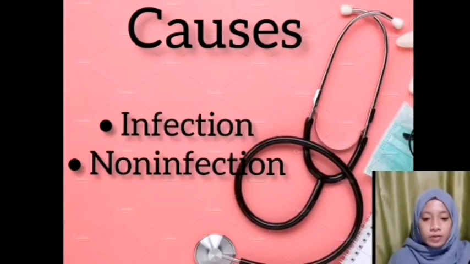The causal factors that underlie acute GN can be broadly divided into infection and non-infection groups. Infection: the most common infectious cause of acute GN is infection by Streptococcus species, for example group A beta hemolytic.